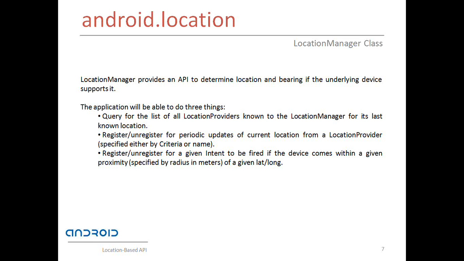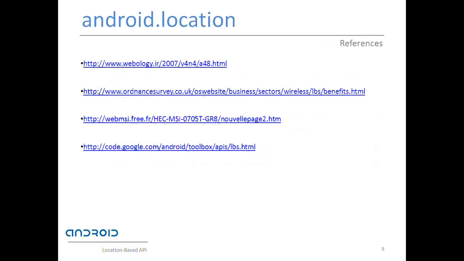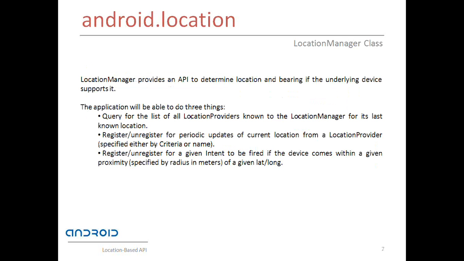to fire an intent, I hope you are all aware of intents. So register or unregister for a given intent. It means your application will fire an intent when it comes in proximity with a given lat long, that means it comes near to that lat long. So these are the three things provided by the location manager class. These are the references. Now I would like to move towards the code, how we are implementing these things in the code.